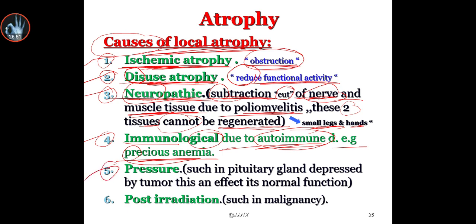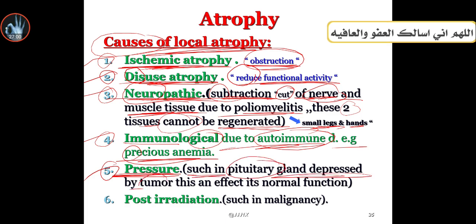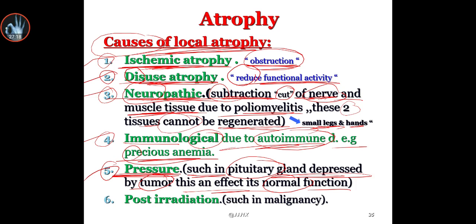The fifth one is pressure, such as in pituitary glands depressed by a tumor. This affects normal function. For example, we have a tumor on the brain. As we know, the pituitary gland is found on the sella turcica of the skull. So if we have a tumor on the brain which leads to an increase of its size, it leads to compression of the pituitary gland, which leads to a decrease of its normal function.